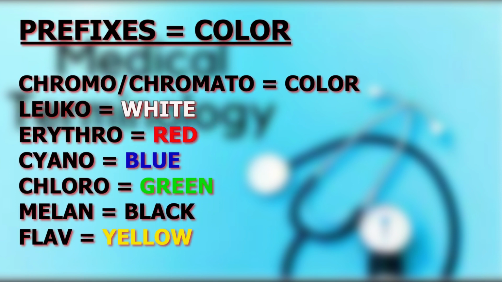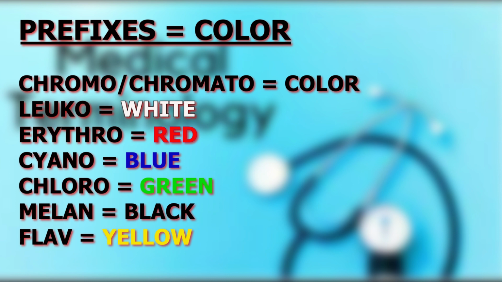The next group of prefixes I want to talk to you guys about is color. The prefix of color is actually chromo or chromato. Leuco means white. The next one is erythro. Erythro means red, cyano is blue, chloro green, melano is black. And the last one is one that you very rarely hear, which is flav, which means yellow. Leuco for white, leukocytes; red blood cells are erythrocytes.